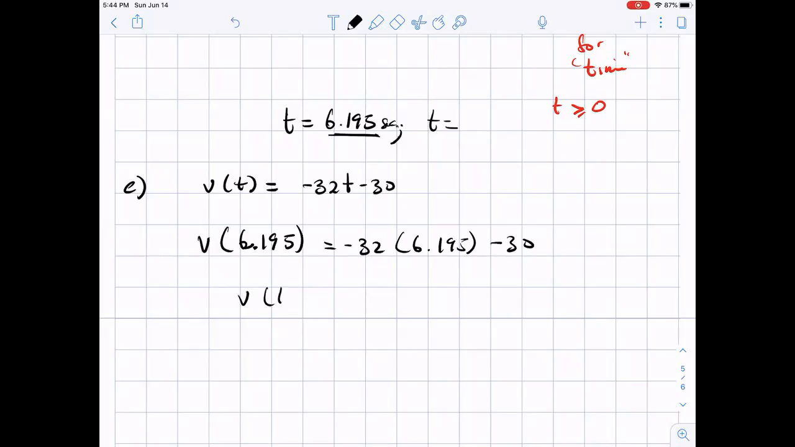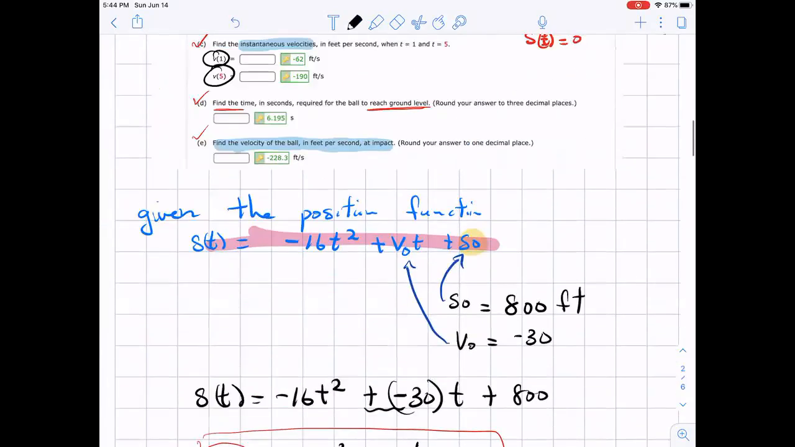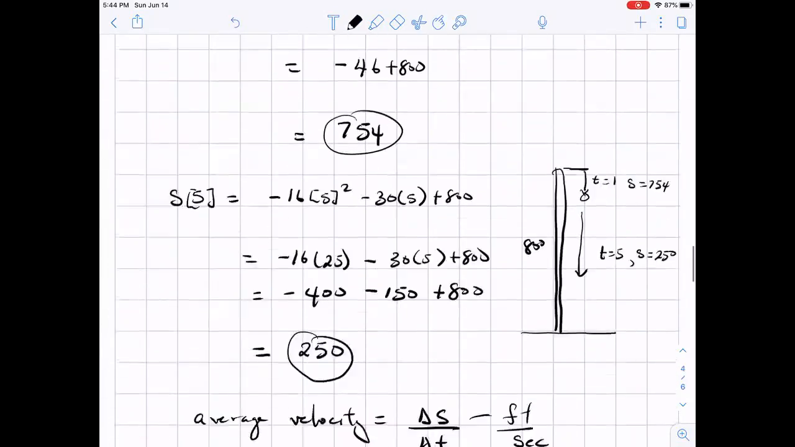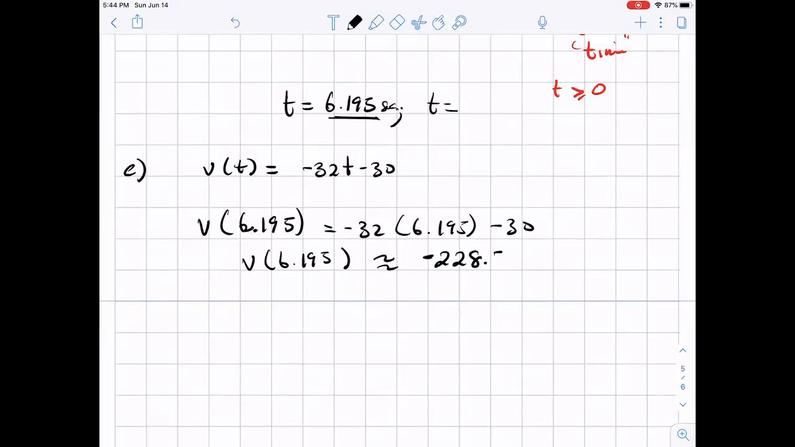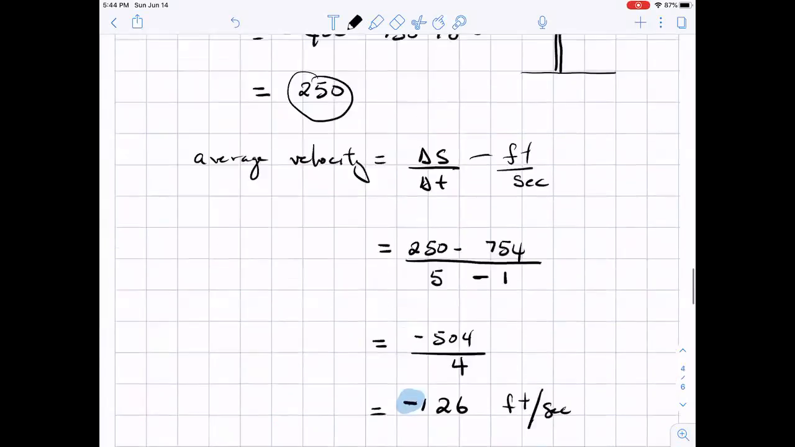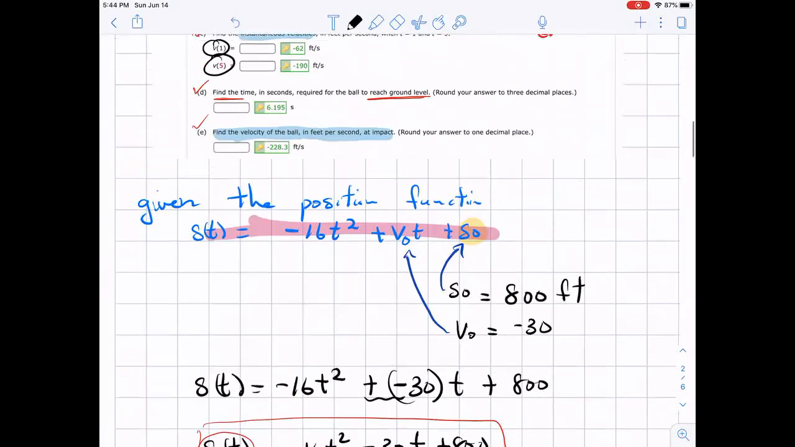And v of 6.195 should be approximately equal to minus 228.3 to 1 decimal place, feet per second. When you plug that in, you will get that. And that's the answer for part E.